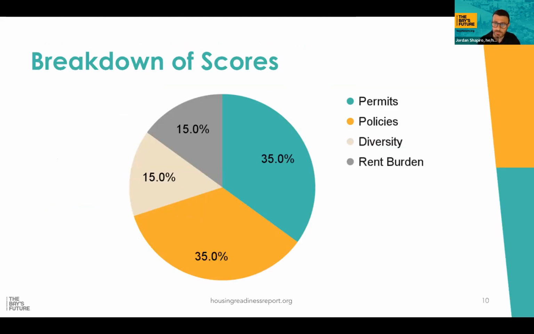So just a quick breakdown of the scores. The scores for production, permits issued, and policies are given equal weight, and each made up 35% of a city's score. And then diversity and rent burden each made up 15% of the score. And just to be clear, not all policies are weighted the same. So for instance, a one-to-one policy gets a high score, streamlined permitting policies get a mid-tier score, and homeowner rehab policies get the lowest rated score.